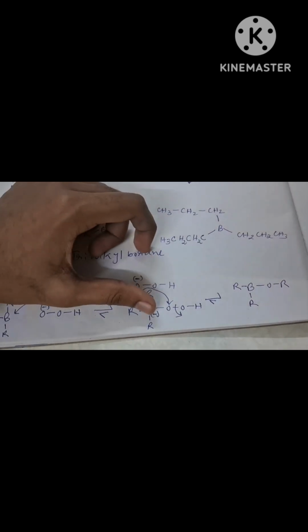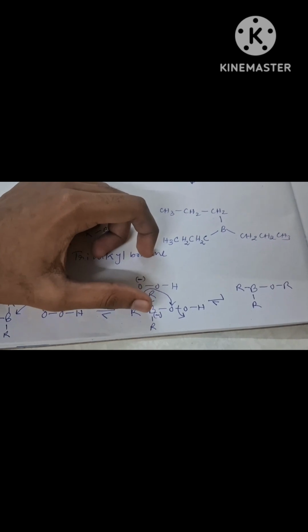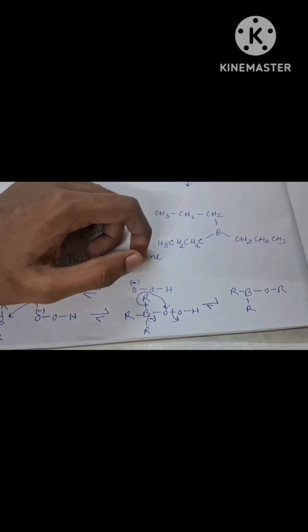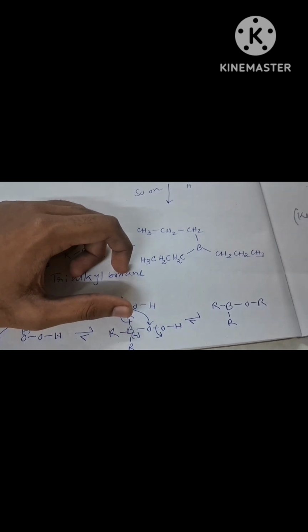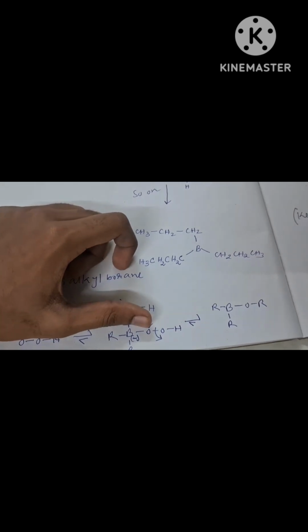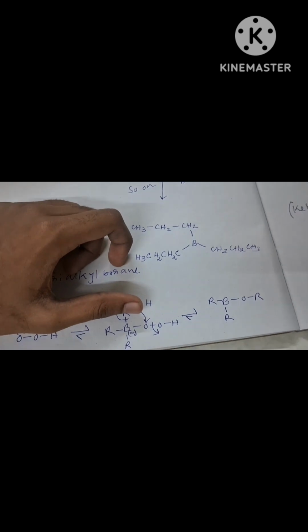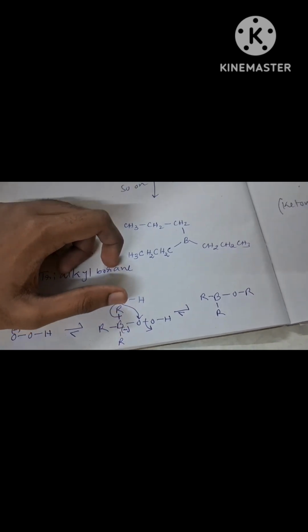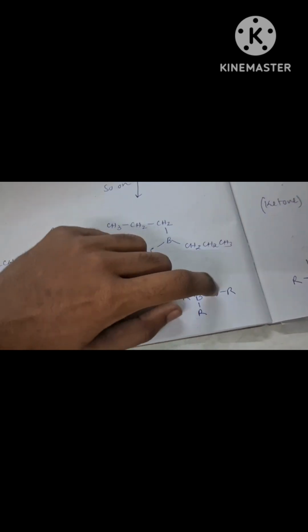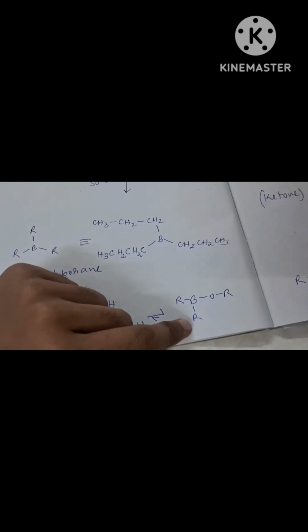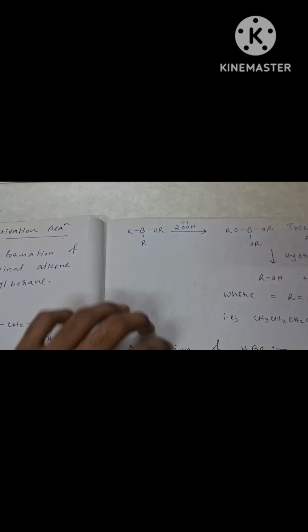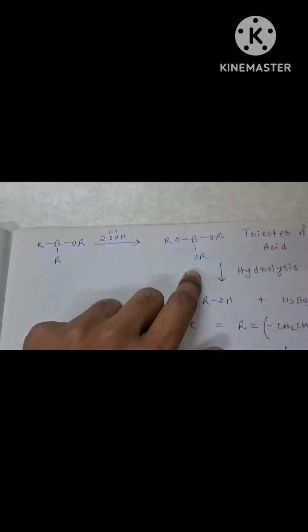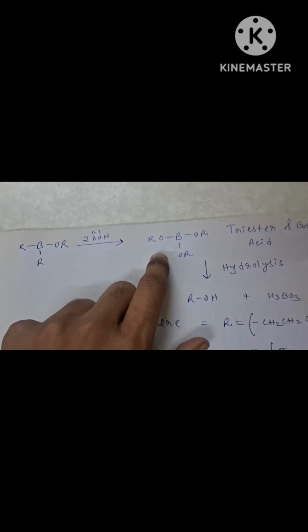Thus, among the 3 alkyl groups, one of the alkyl groups will shift from boron towards the adjacent oxygen center in order to remove the negative charge over the boron center. Hence in this way it will form this type of species, and this process is repeated 2 times and gives the triester of boric acid. This is the triester of boric acid, B(OR)3.